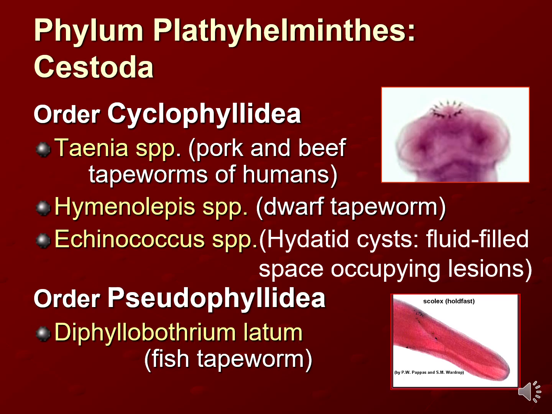Let's say we have the order of Cyclophilidae, and under Cyclophilidae we have got the Taenia species, and this includes the pork and beef tapeworms of humans. Hymenolepis species is another tapeworm that is called the dwarf tapeworm, and it's less important. Echinococcus species, this is the cause of hydatid cysts, which are fluid-filled, space-occupying lesions that we shall describe in detail. The order of Pseudophyllidea includes Diphyllobothrium latum, again Diphyllobothrium latum, which is the fish tapeworm.